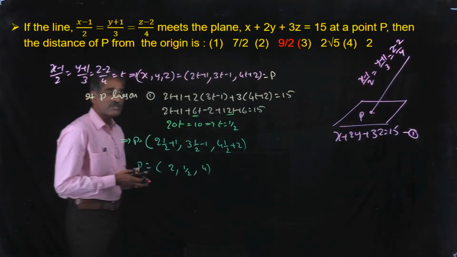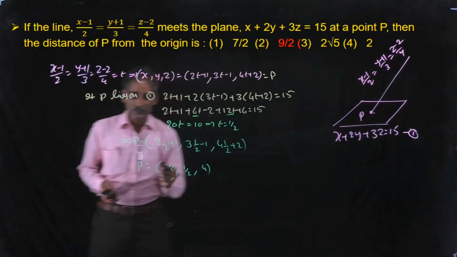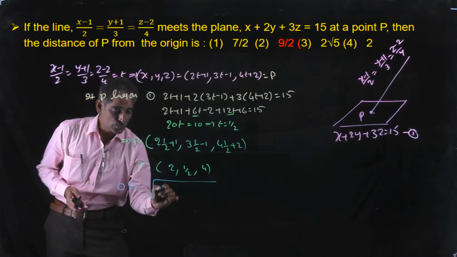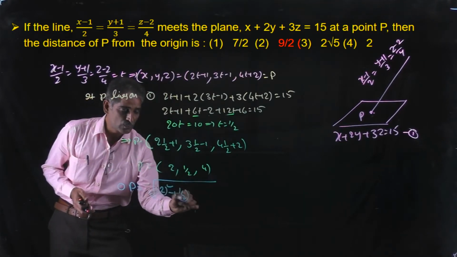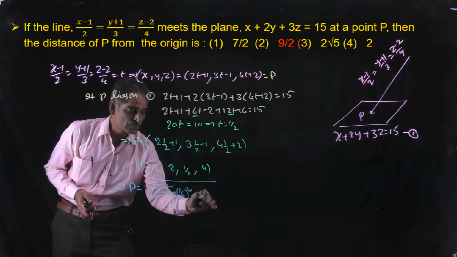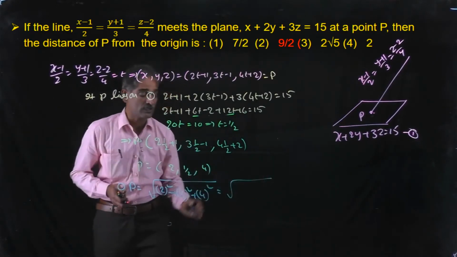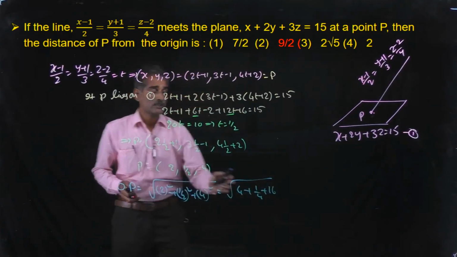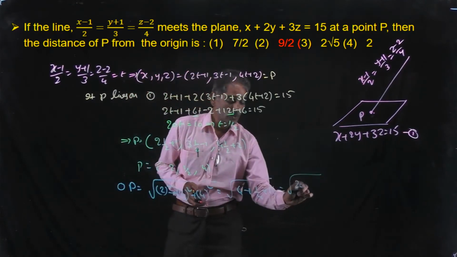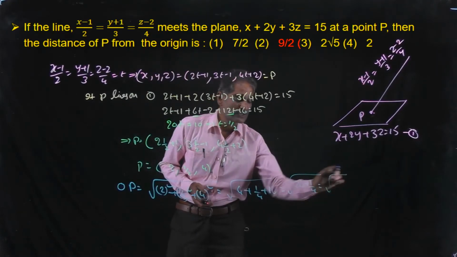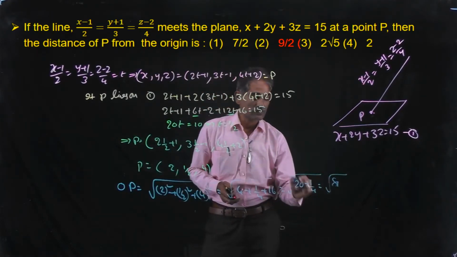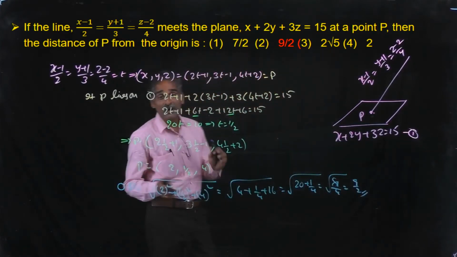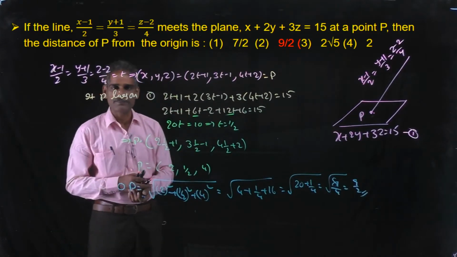We have to find out the distance from O to P. Therefore, the length OP is equal to the square root of 2 square plus (1 by 2) whole square plus 4 square. That is equal to the square root of 4 plus 1 by 4 plus 16, that is equal to root of 20 plus 1 by 4, that is equal to root of 81 by 4, that means 9 by 2. This is the length from origin to the point of intersection of the line and plane.